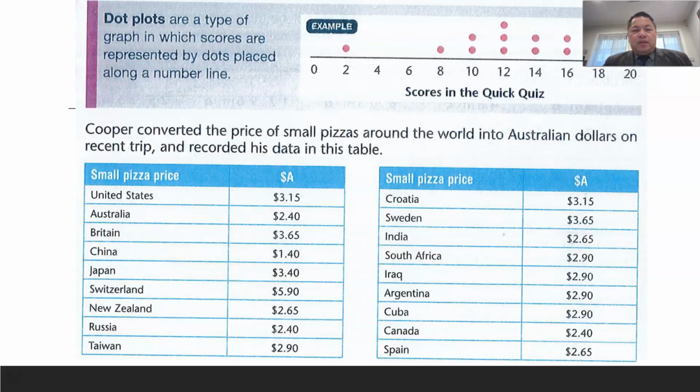Okay, next part. Next page is on dot plot. Okay, what is a dot plot? Dot plots are a type of graph in which scores are represented by dots placed along a number line. Okay, things to take note: the number line must be equally spaced. Can you see equally spaced? And the dots must also be equally spaced. Can you see that? Okay, things to take note. You've got to be equally spaced, so that you can actually compare the information easily.